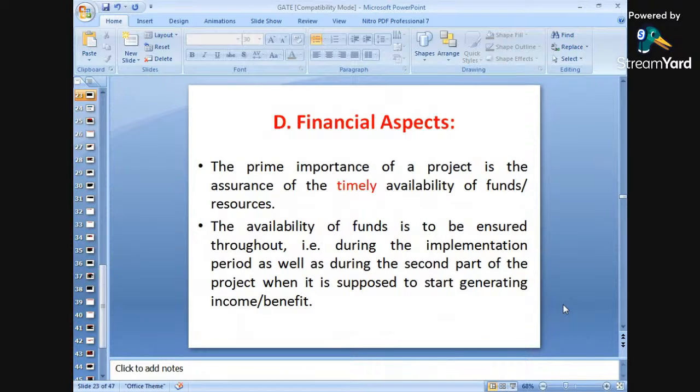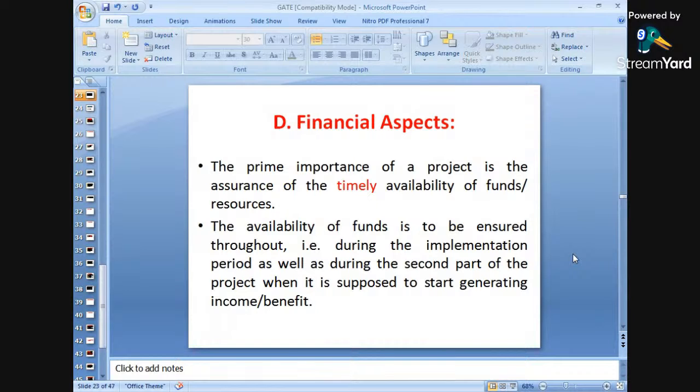Next is financial aspects. The prime importance of a project is the assurance of the timely availability of the fund resources. Because timely availability is very important, because at any time we require some particular type of resources. ठीक है ना? So particular resources should be available at a particular time. All this management part is very very important, because we have to fulfill the requirement at a particular time. So timely availability of funds and resources should also be taken care of.